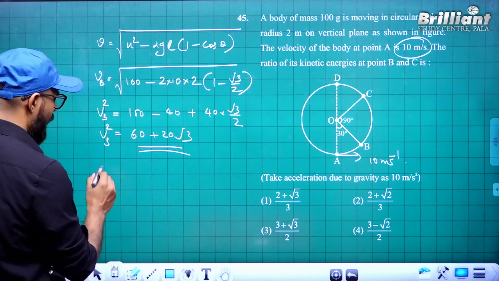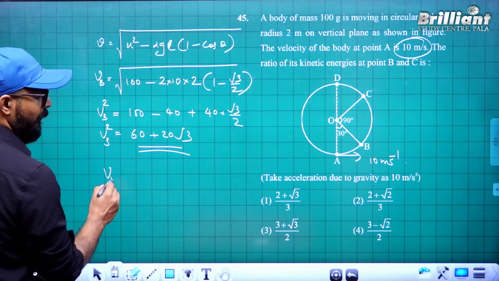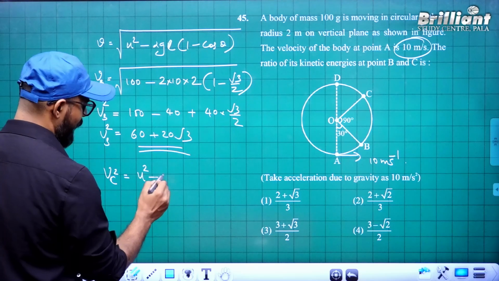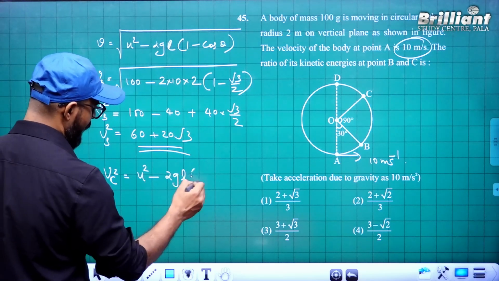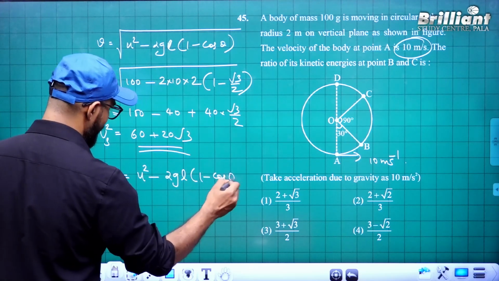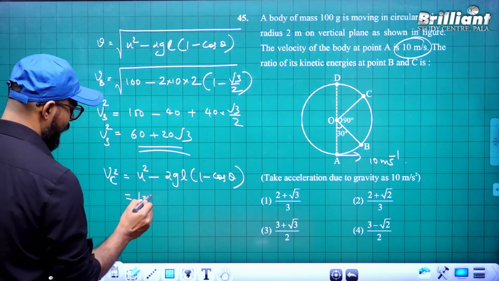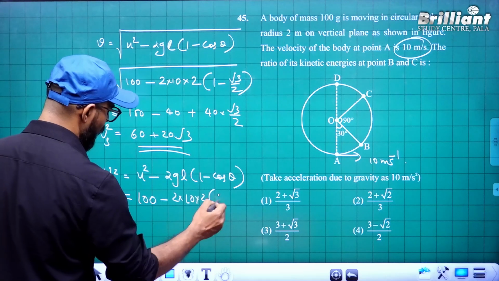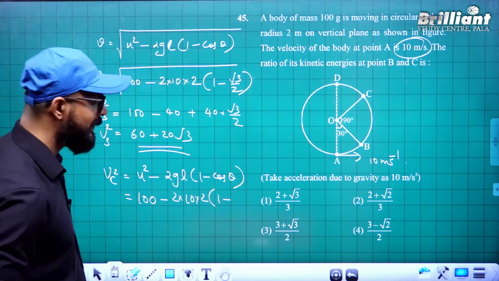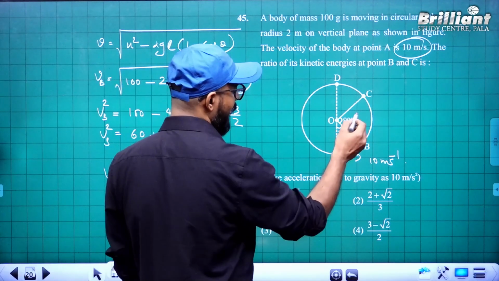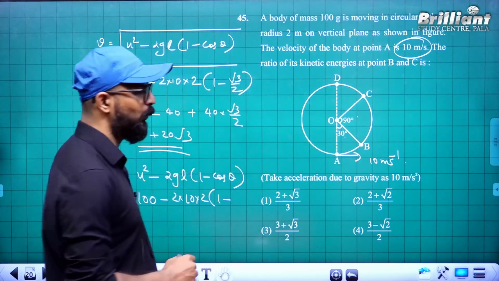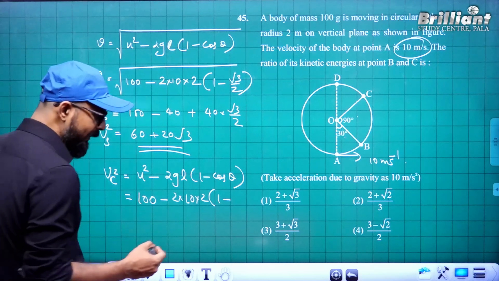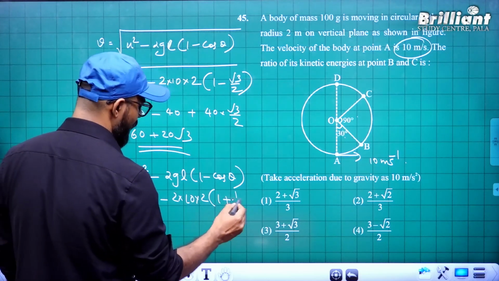And what is VC square going to be? VC square is equal to once again U square minus 2gl into 1 minus cos theta. U square we know is 10 square, which is 100, minus 2 into 10 into 2 into 1 minus cos theta. What is the theta now? 90 plus 30. Clear? Total angle is 120. What is cos 120? Minus half. So plus 1 by 2 here.